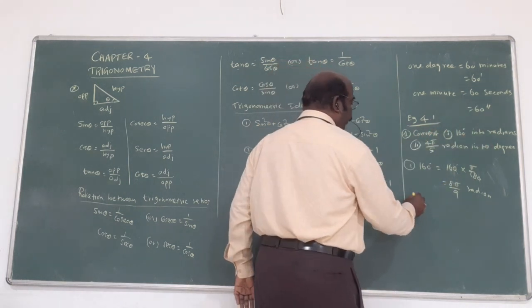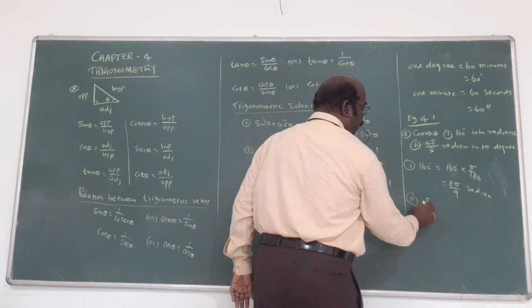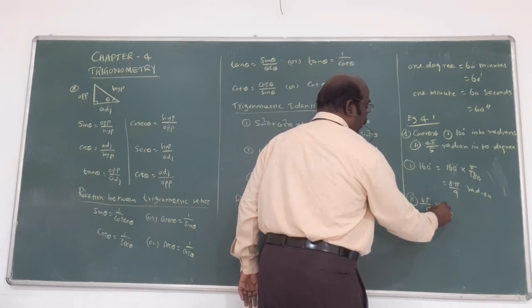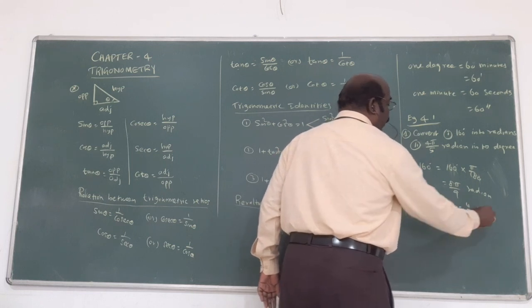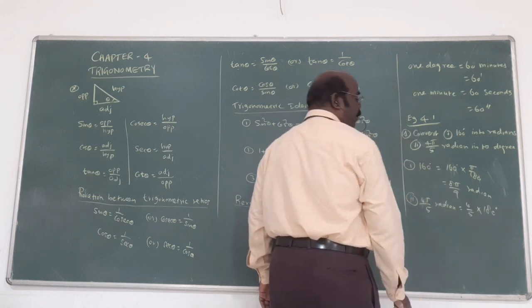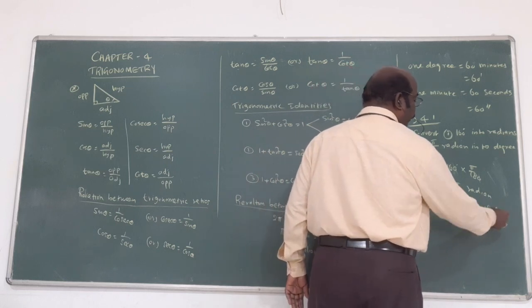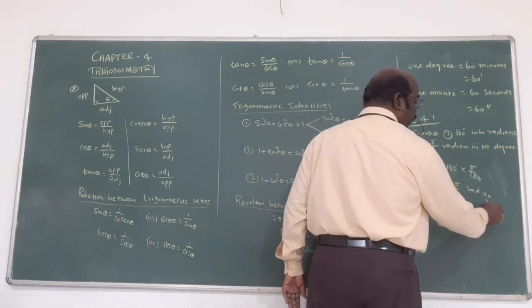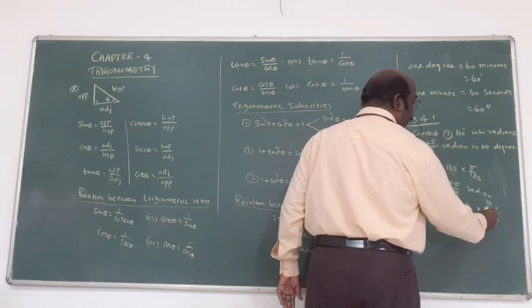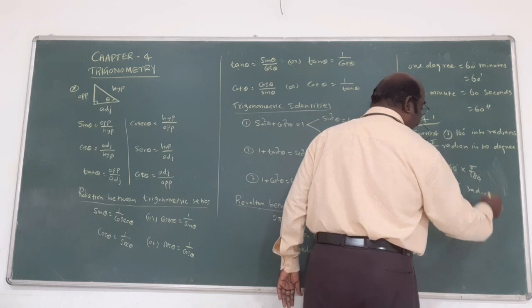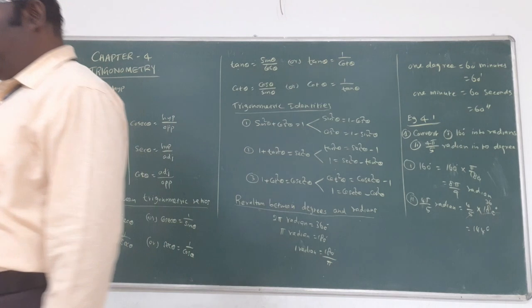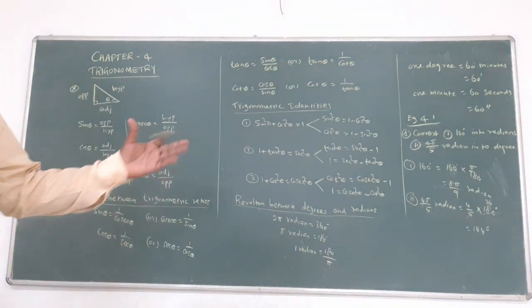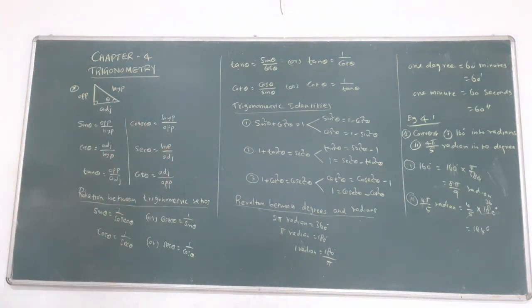The second one is 4 pi by 5 radian. This equals 4 by 5 into 180, since the pi value is 180 degree. Now cancel: 5 into 36 is 180, so 4 times 36. Multiplying gives 144 degree. The symbol is degree, 144 degree. The previous one was radian, this one is degree. That is the answer. This is a 2 mark question, an important question.